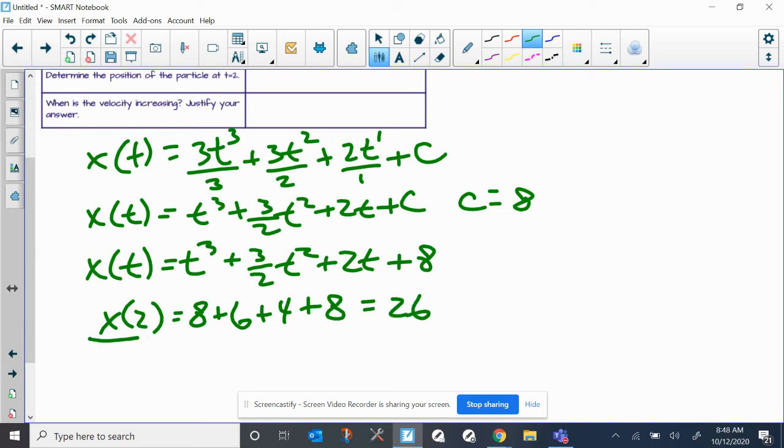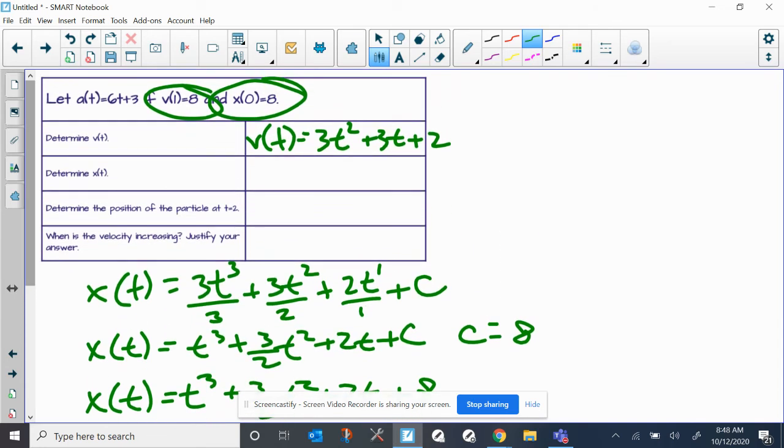Now notice that that's x. My x value is 26. That kind of implies that we are on the x-axis, which means the y value is 0. If it didn't ask for the point, which this one didn't, you could write x of 2 equals 26. Right? When is the velocity increasing?